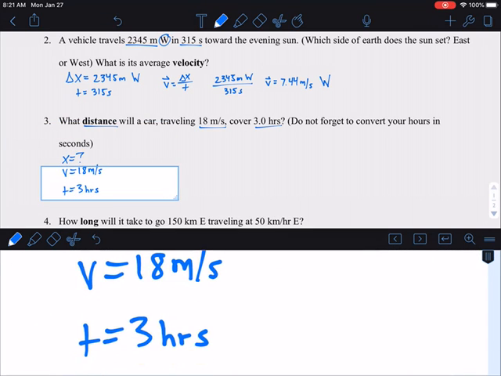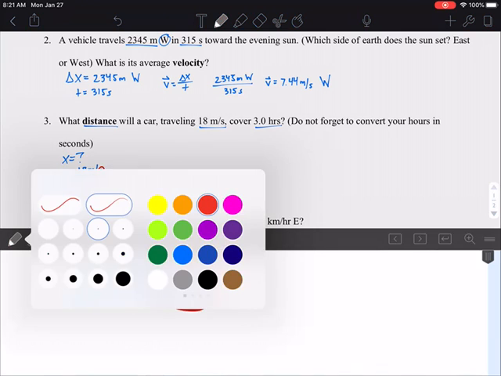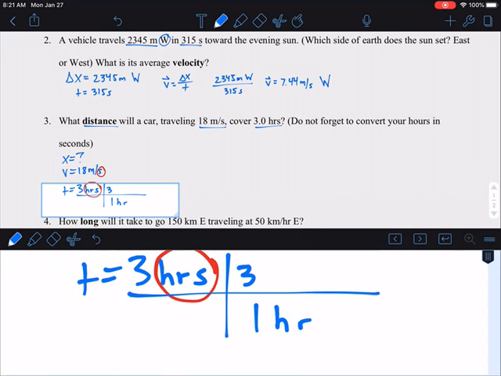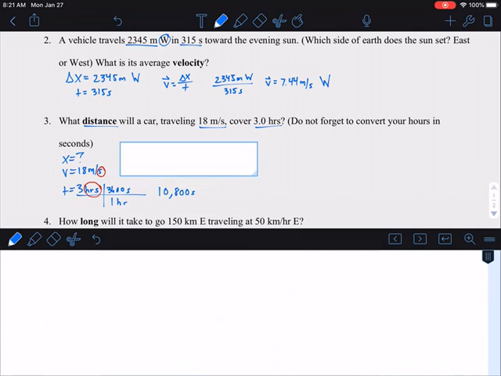So what distance? Well, first off, I notice that my time units are not the same. Speed was measured in seconds, but for time we were given hours. So what are we going to have to do? We're going to have to convert our hours to seconds. We already know that in 1 hour there are 3,600 seconds. So all I have to do is multiply 3 times 3,600, and that gives me 10,800 seconds. Now all that's left is to solve.